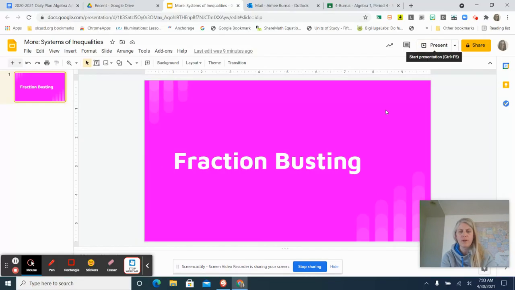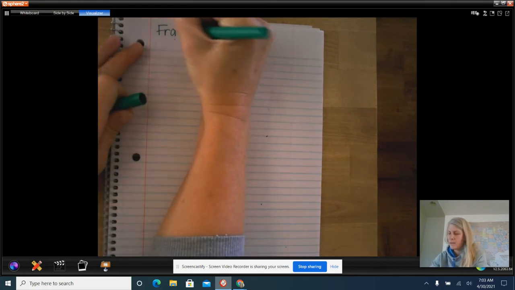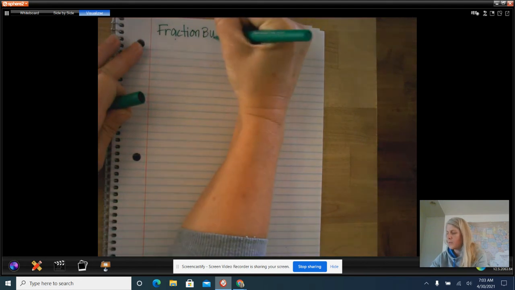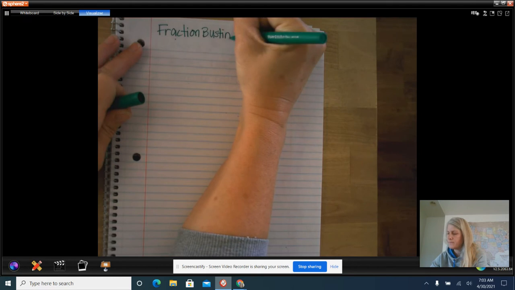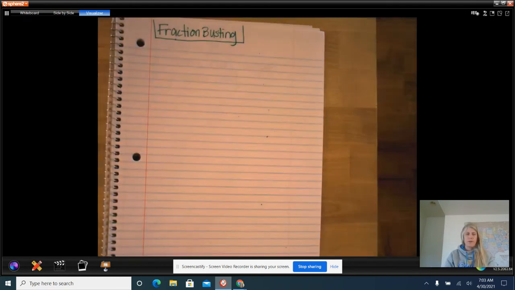We're going to do 4 different examples today. Here we go, fraction busting. And once again, we learned this last class, so you can always look back at your previous notes. And let's go ahead and jump right in.